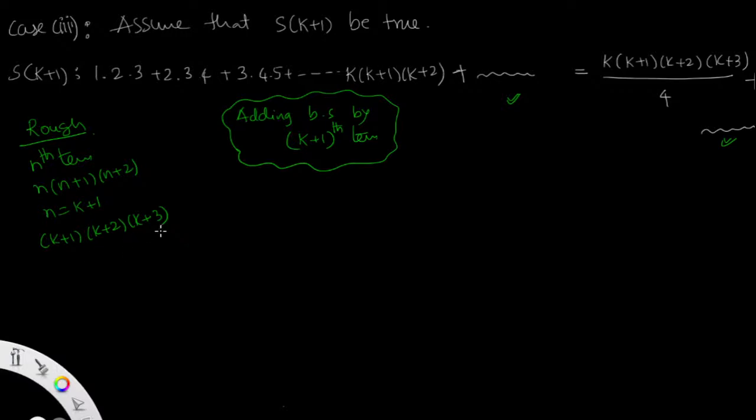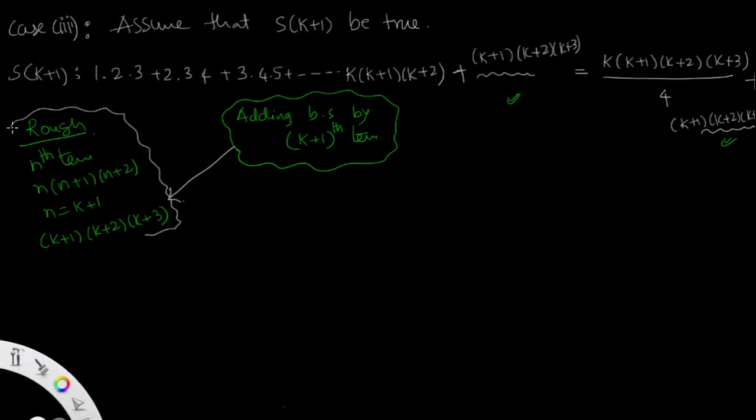So this should be added on both sides, that is k plus 1, k plus 2, k plus 3. Here also add k plus 1, k plus 2, k plus 3. So this is the form. Up to here we have k terms. Now write down the k plus 1 term, and that should be added on both sides. The k plus 1 th term is k plus 1 into k plus 2 into k plus 3. This is the rough part.